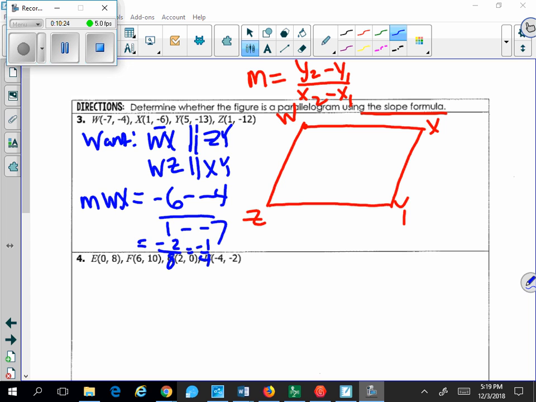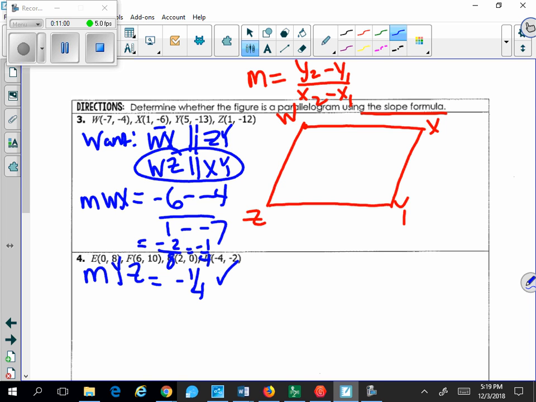Once again, I am not going to do all of those slopes for you, because that's something we've done this year and you've done in previous years. If I solve for the rest, I would find the slope of YZ equals negative 1/4 as well. So those two are in fact parallel. That was one of the things I wanted. I've got that. But I still need WZ parallel to XY.